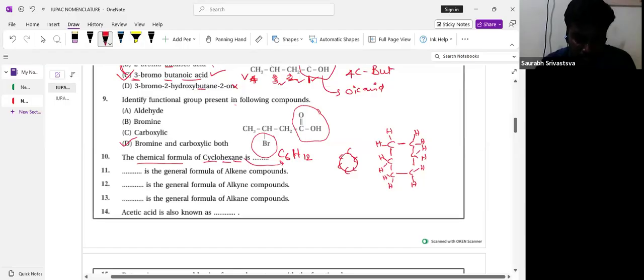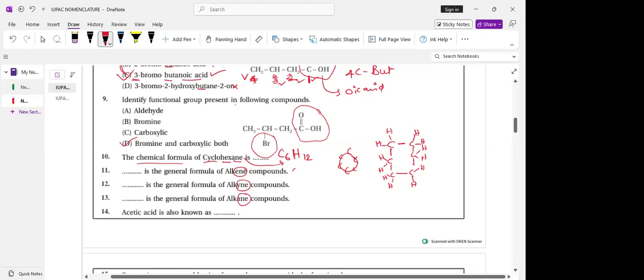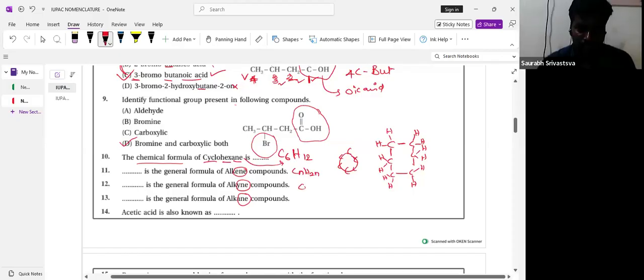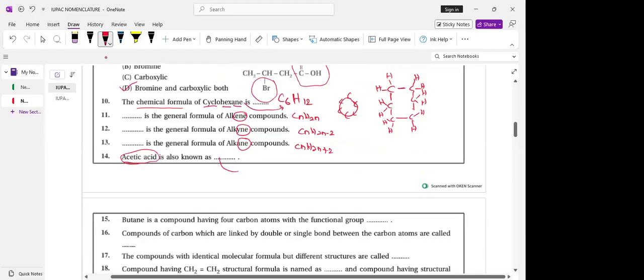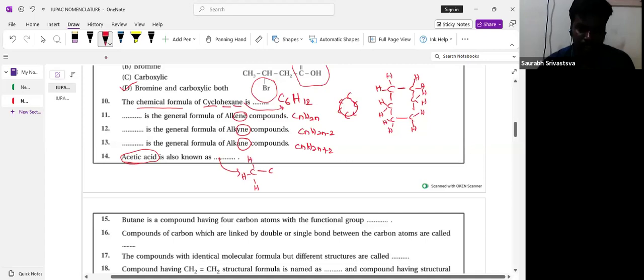General formulas: alkene is ene, alkyne is yne, alkane is ane, already we discussed. Correct? So alkene means CnH2n, alkyne CnH2n minus 2, alkane CnH2n plus 2. This is the general formula. Next question. Acetic acid is the common name of the compound, but the formula is CH3, then carbon with a double bond O and OH. So this name is called ethanoic acid.